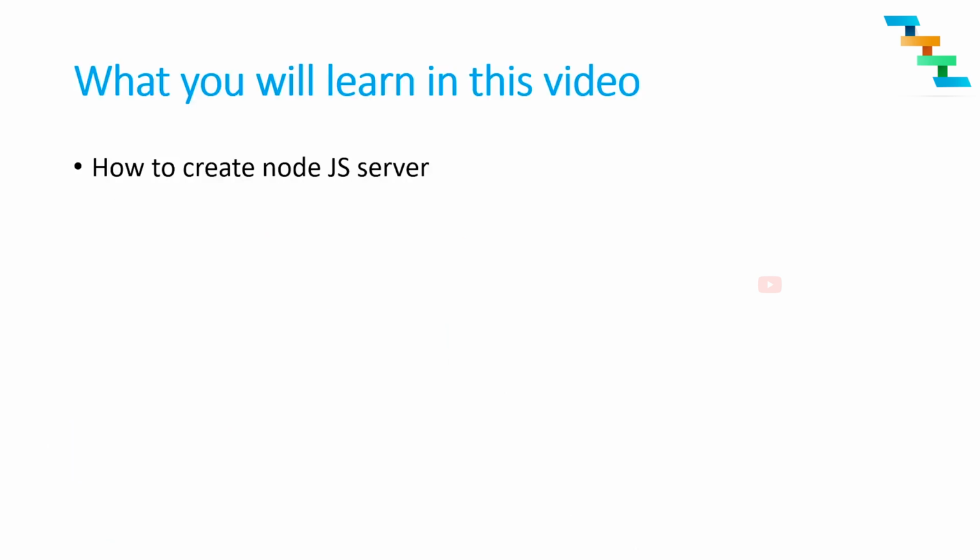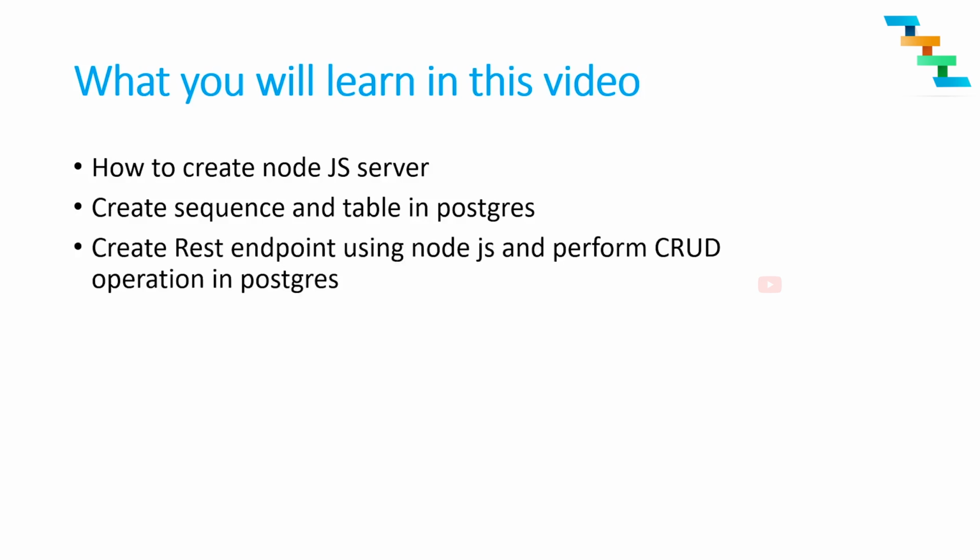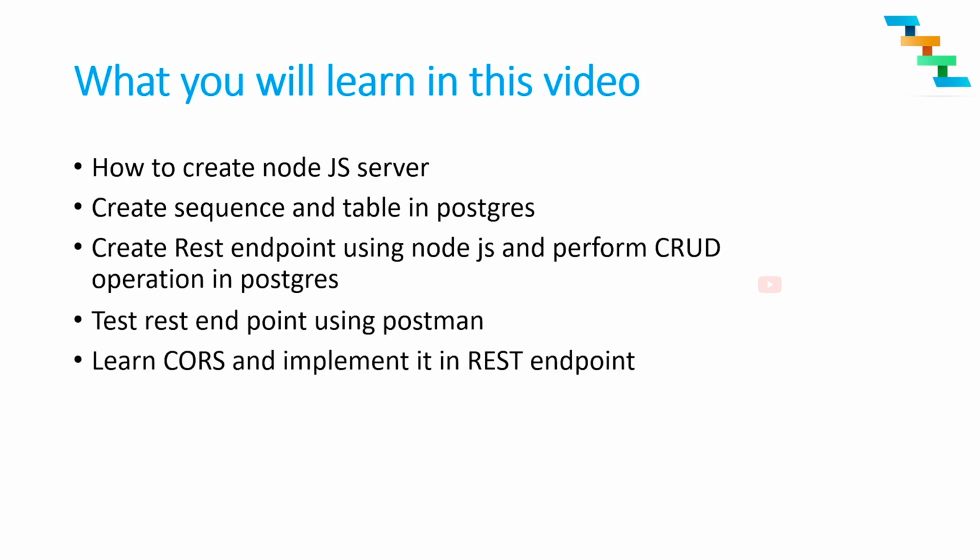So here in this video, we will learn how to create nodejs server and create sequence and table in Postgres, create REST endpoints using nodejs, and perform CRUD operations in Postgres database. So for this, we will create an employee management system. We will create 3 tables, and I will be discussing about the table shortly. And also we will test this REST endpoint using Postman, and we will learn about what is cross-origin resource sharing, which is CORS, and implement it in REST endpoint.